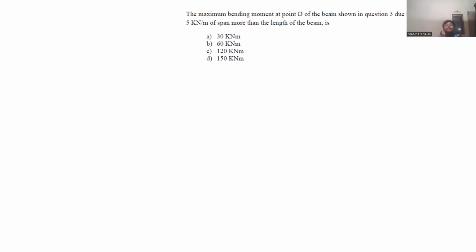Now, for the same problem, we have to determine the maximum bending moment at that same point D, as shown in the previous problem, due to a live load of 5 kilonewton per meter. I am drawing the figure again so that you will get clarity. This is D, this was the internal hinge, this is point A, B. This was 8 meter, 4 meter, 8 meter.